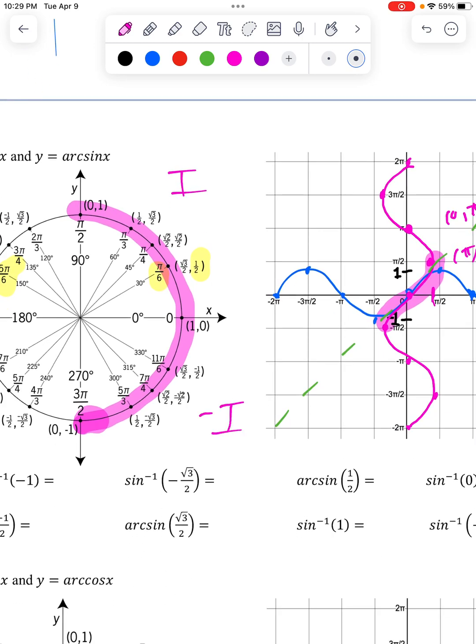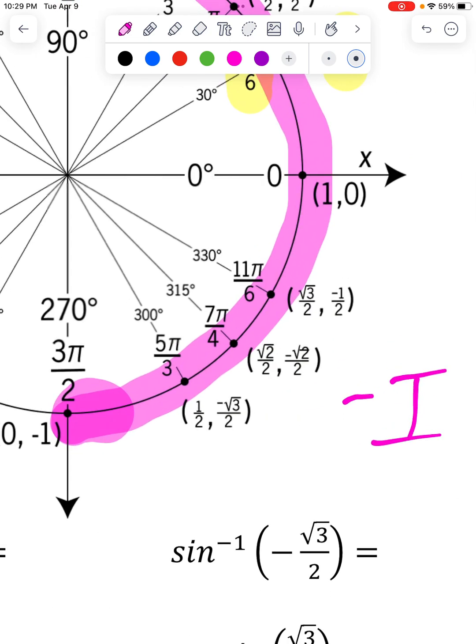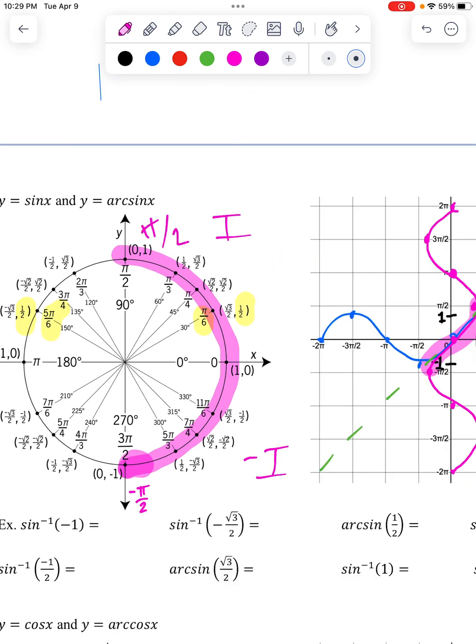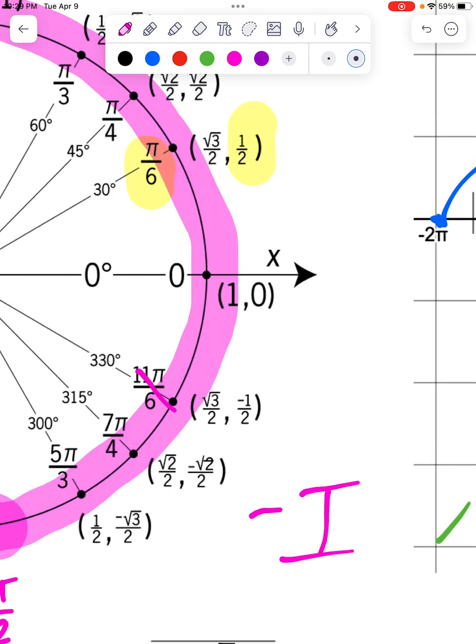Now I call this the negative first quadrant, not the fourth quadrant, and that's because this goes from negative pi over 2 up to positive pi over 2. It's not 3 pi over 2, it's negative pi over 2. And so these angles down here are the negative angles. So this is negative pi over 6, this is negative pi over 4, and this is negative pi over 3.